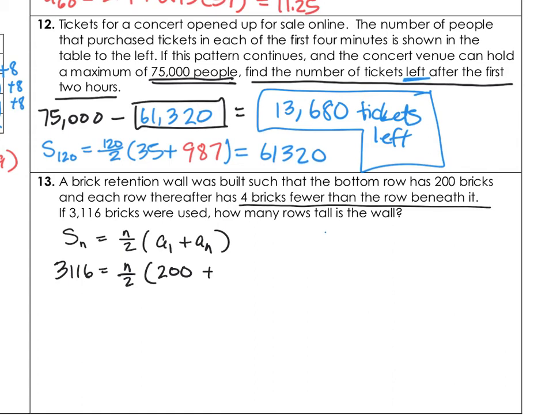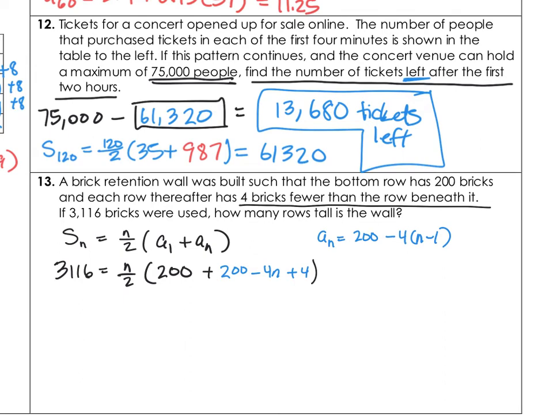So I know that the nth term is the first term minus 4 times n minus 1. That's what we know about it. So that's the last term. We're going to plug it right here. This would be 200 minus 4n plus 4. All right, so there's our last term. Now I've got one equation with one variable. I can solve this. It looks a little gross, but I can certainly solve it.